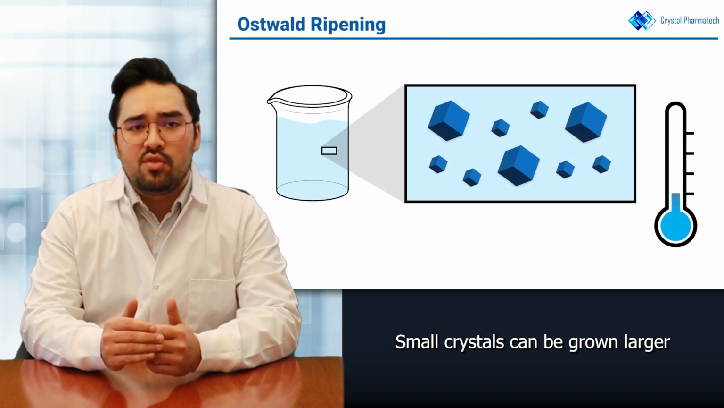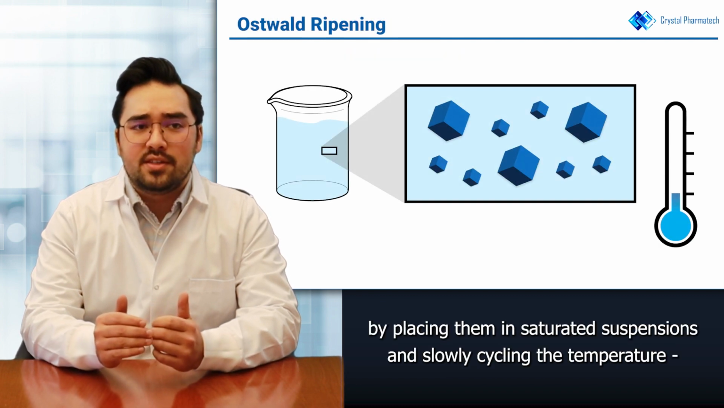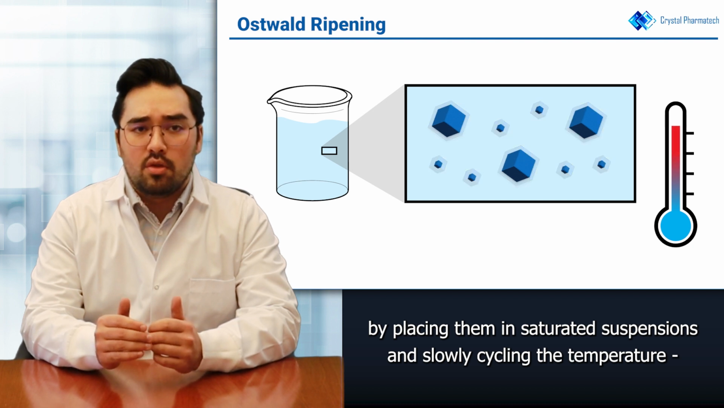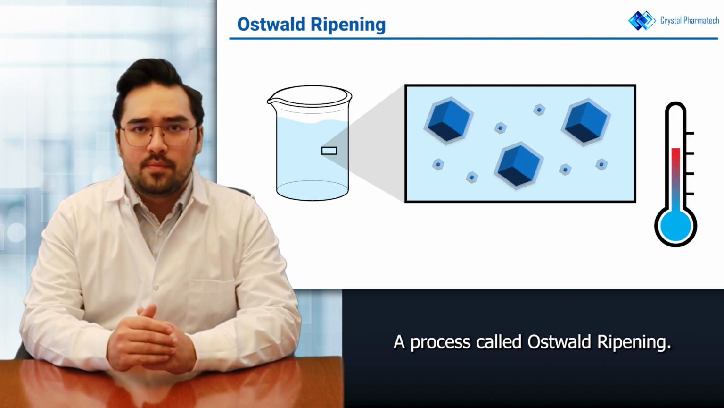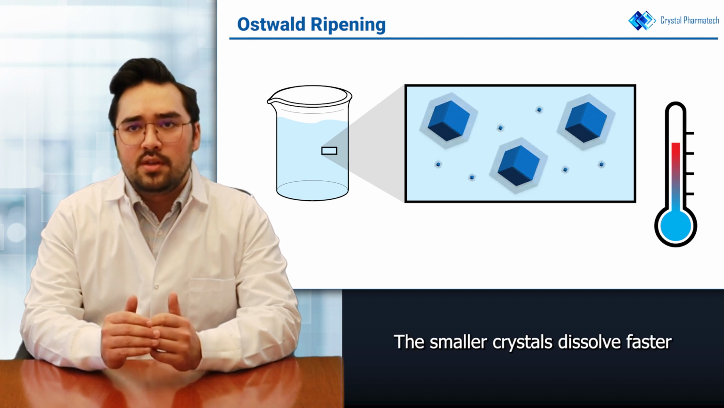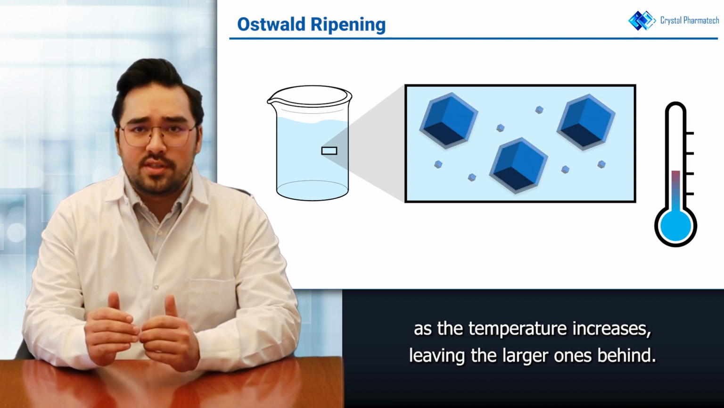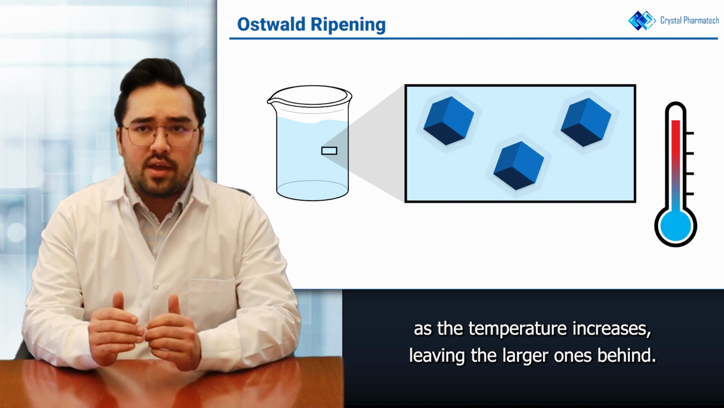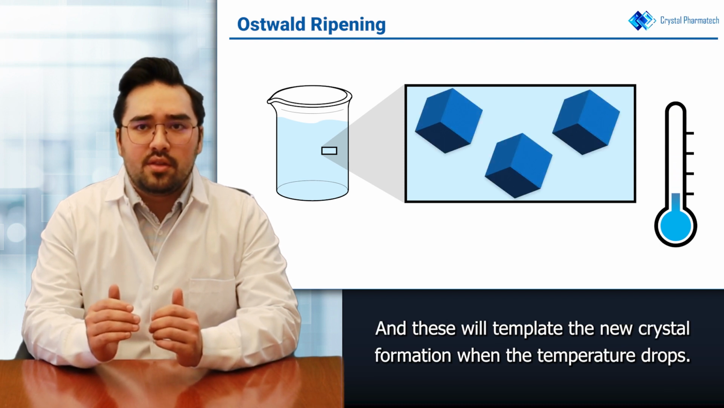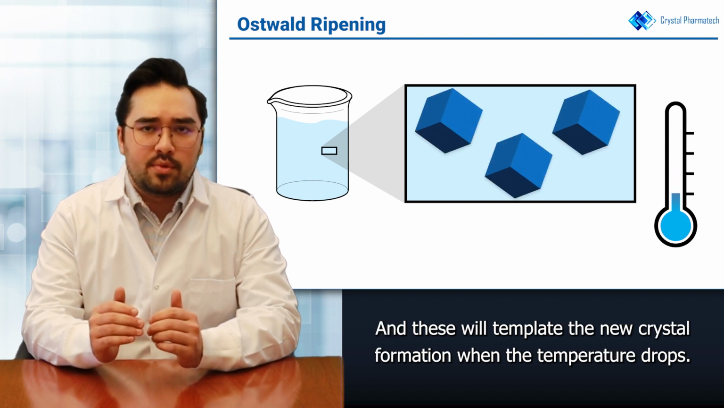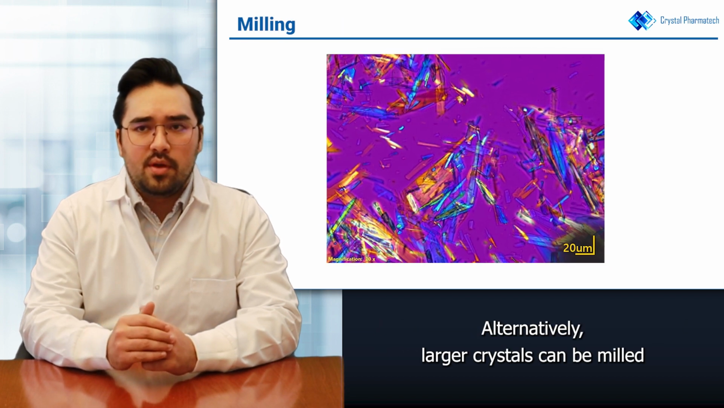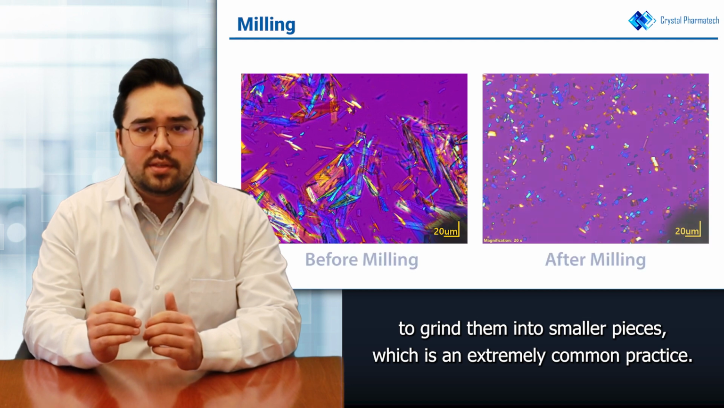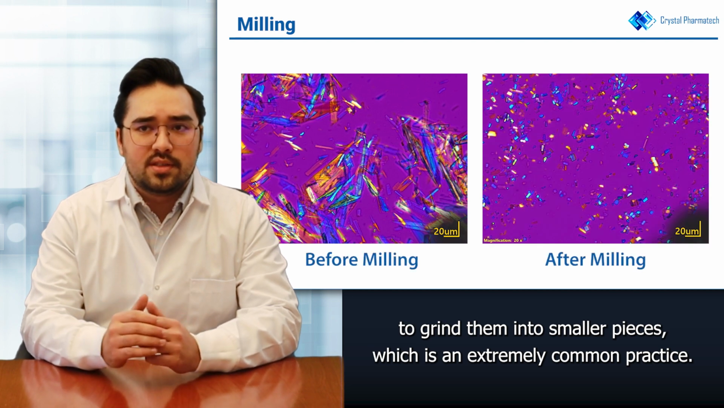Small crystals can be grown larger by placing them in saturated suspensions and slowly cycling the temperature, a process called Ostwald ripening. The smaller crystals dissolve faster as the temperature increases, leaving the larger ones behind, and these will template the new crystal formation when the temperature drops. Alternatively, larger crystals can be milled to grind them into smaller pieces, which is an extremely common practice.